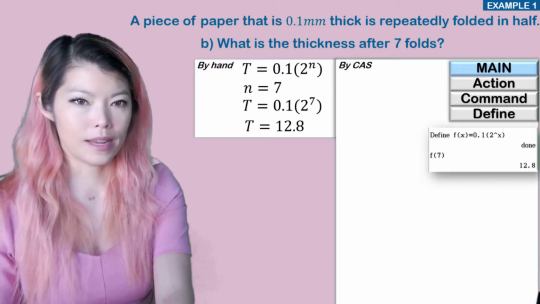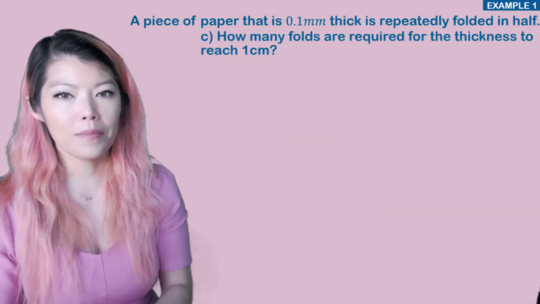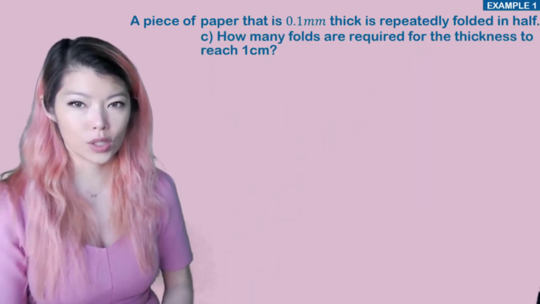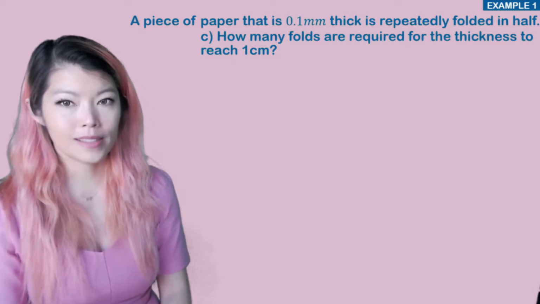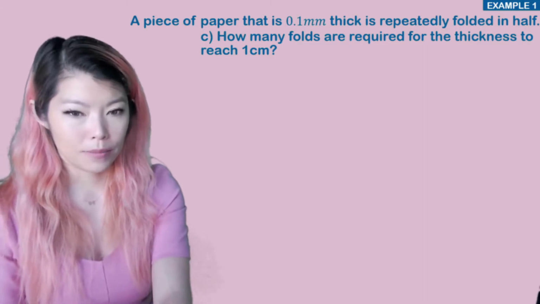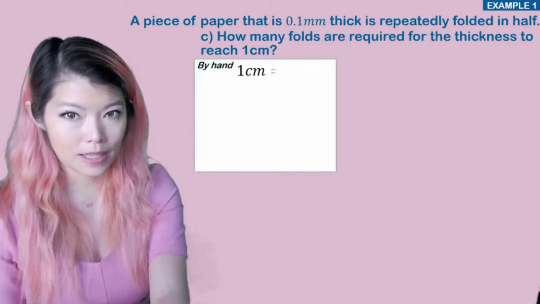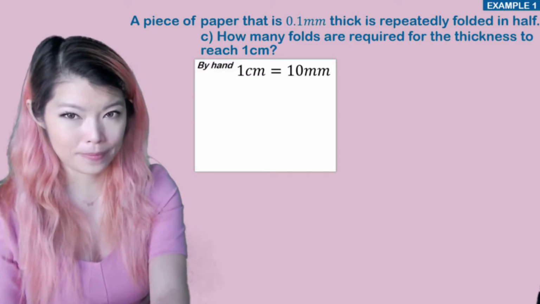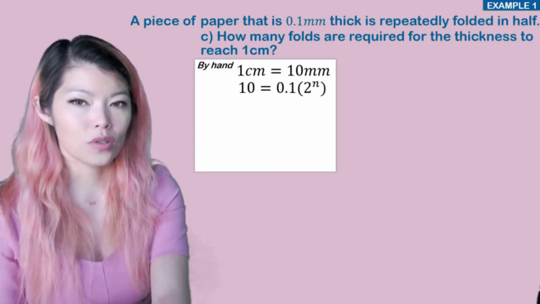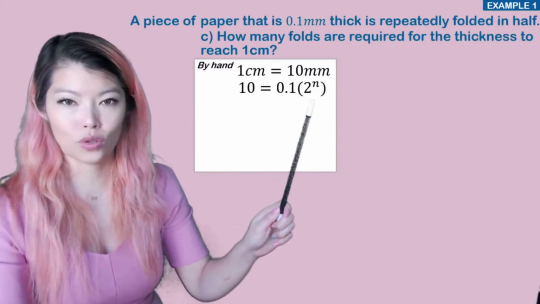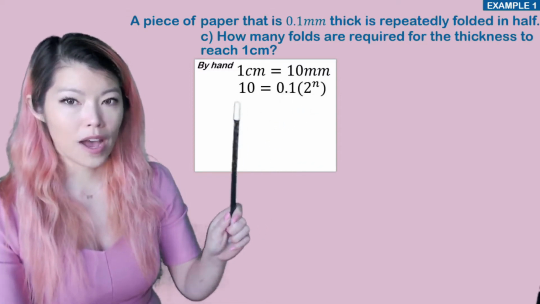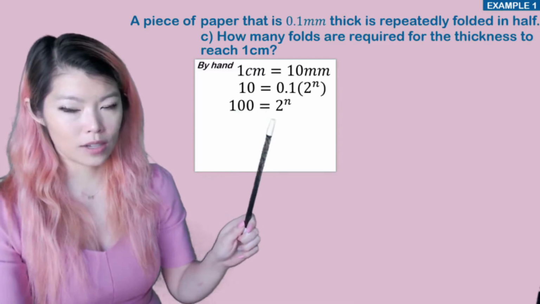Okay, and then part C, how many folds are required for the thickness to reach 1 centimeter? What does 1 centimeter thickness mean? That means T is equal to 1 centimeter or 10 millimeters. Make sure the units are always the same. So plugging that into our equation, T is equal to 10. We have 0.1 times 2 to the n. So dividing by 0.1, we get 100 equals 2 to the n.